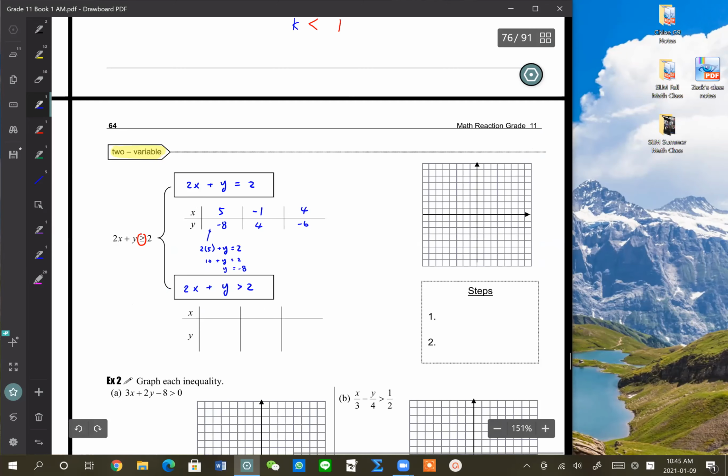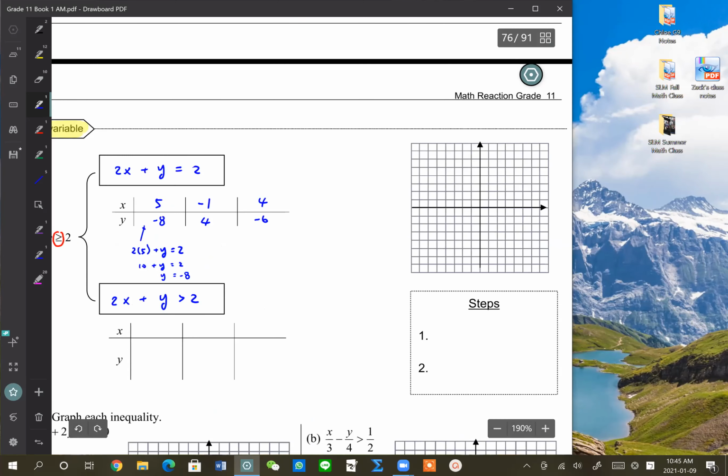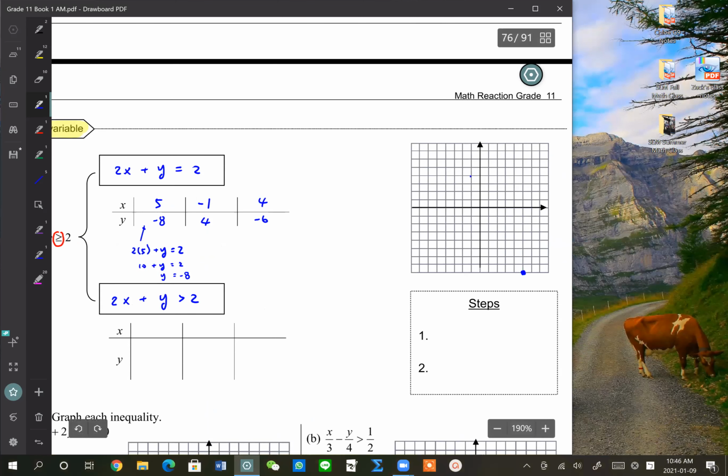All right, we have 3 points here. 5, -8. So 5, 1, 2, 3, 4, 5, -8. -8 is all the way down here. -1 is 4. 1, 2, 3, 4. 4 is -6. 1, 2, 3, 4, -6. Okay, so they should line up in a straight line. So you can grab a ruler and draw the line.